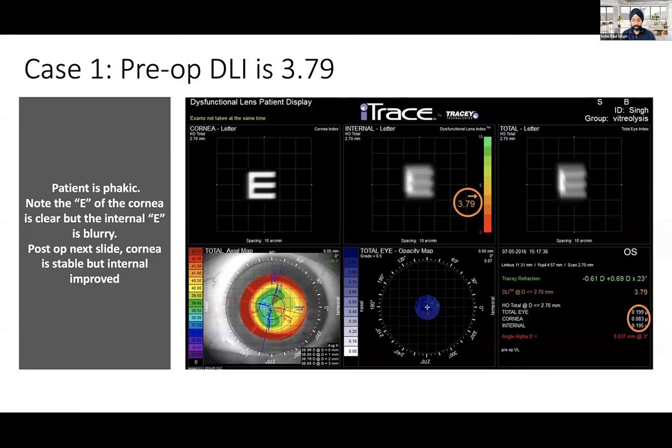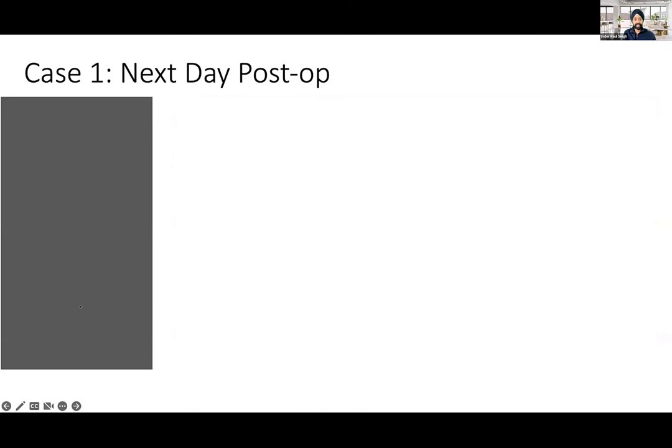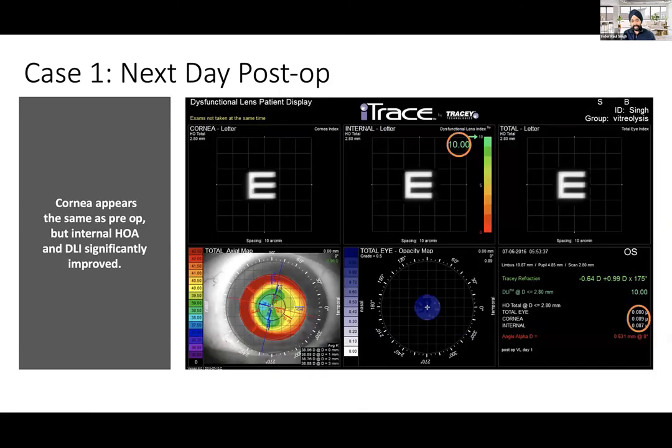So the cornea has very little aberrations to it. Internally, though, on the bottom here, 0.195. So significant aberrations of the internal optics, so lens to the retina, vitreous included, right? So we did vitreolysis, one session. We had the patient come back the next morning and check this out. Look at that. The DLI went all the way up to 10.